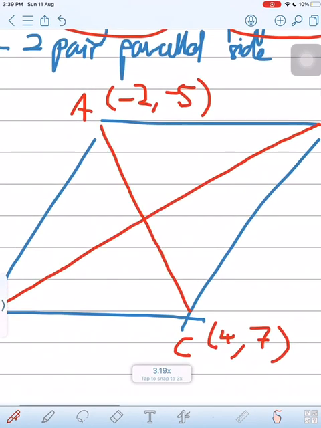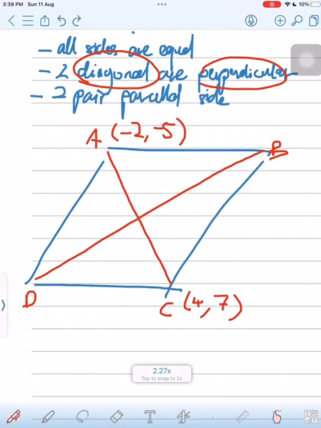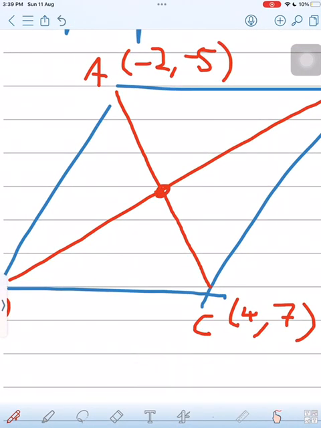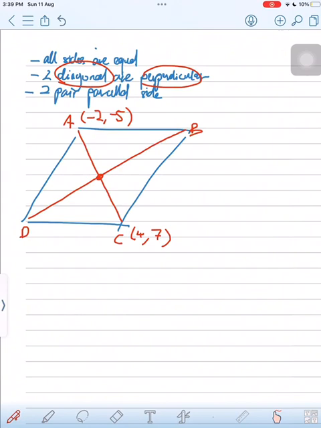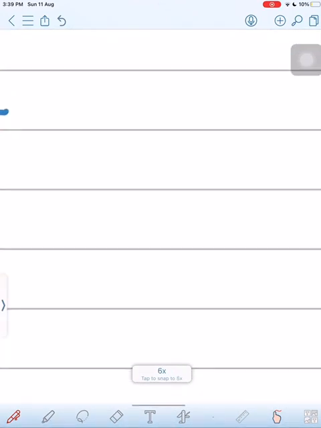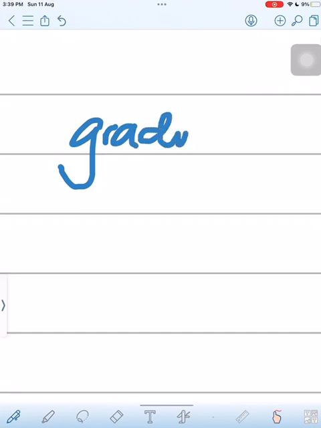And here's an example that they are perpendicular, meaning they intersect like an X, like that. Now that is the center where they all meet. So firstly, we're going to find the gradient for AC.